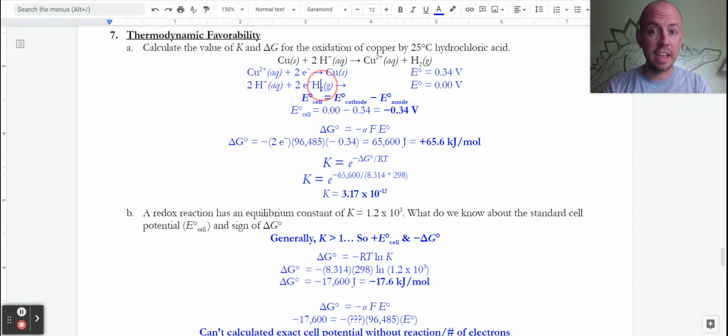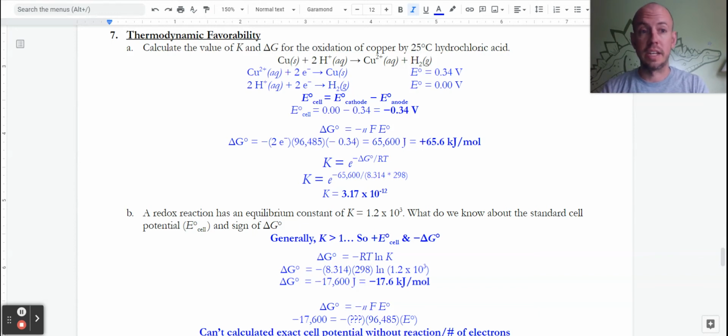Copper is favorable to be reduced, which means it's unfavorable to be oxidized. The hydrogen reaction is what we define as 0 in either direction. But if I'm thinking of this as my cathode and forcing that to be my anode, the voltage does come out negative. So we've calculated that before, negative 0.34 volts. Well, what does that translate to in terms of delta G and in terms of K?